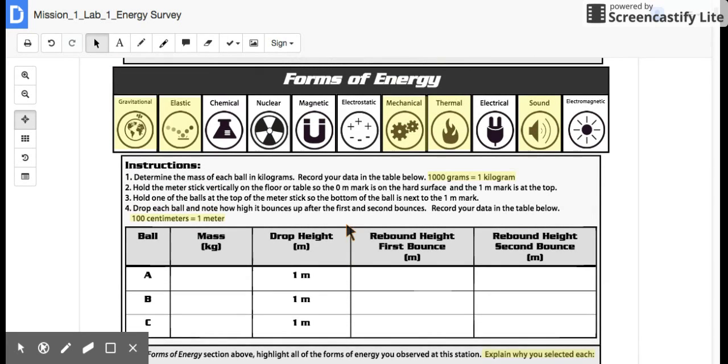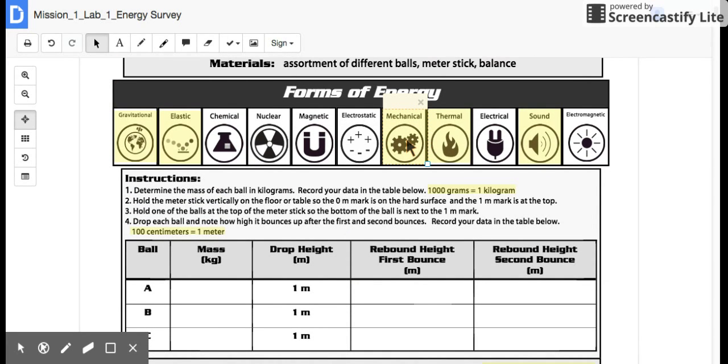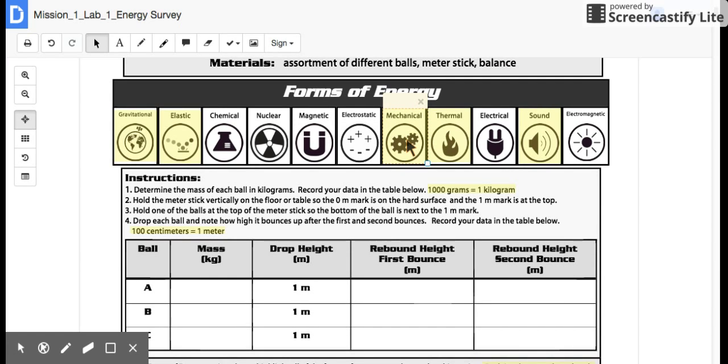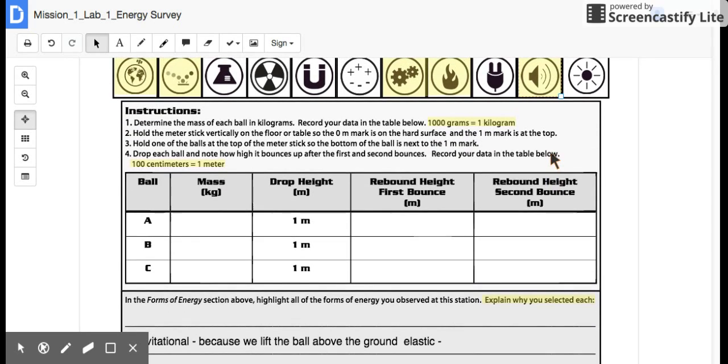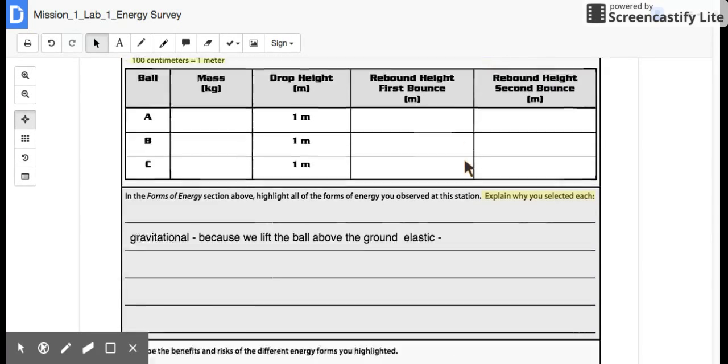Then you would also need to mention mechanical. Why mechanical? Because mechanical is the energy of motion. It's motion energy and the ball is moving. Why thermal? Because when the ball hits the ground, it creates friction. That friction creates heat, and so some energy is lost as heat energy. Lost is not exactly the right word, but it is transferred into heat energy. And then sound energy. You can hear the ball bounce. So make sure that you discuss all of those things when you write this up.